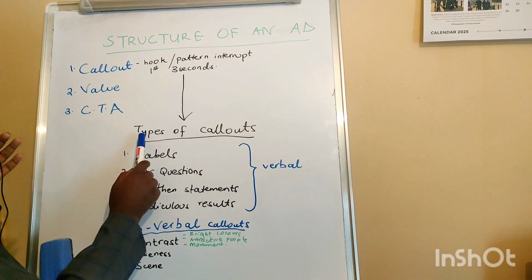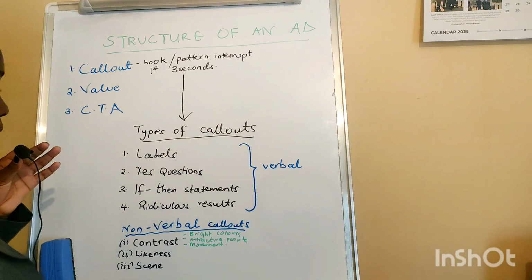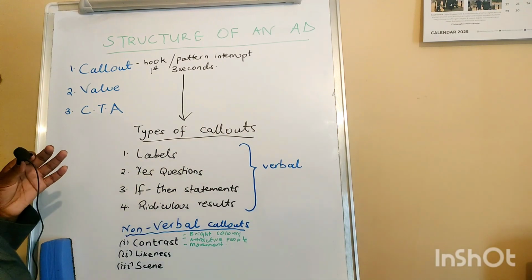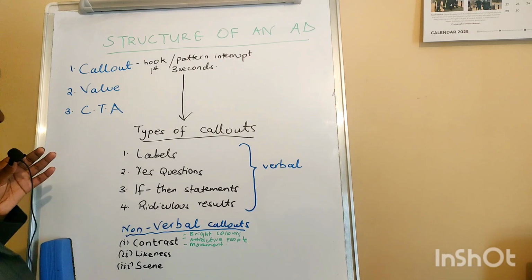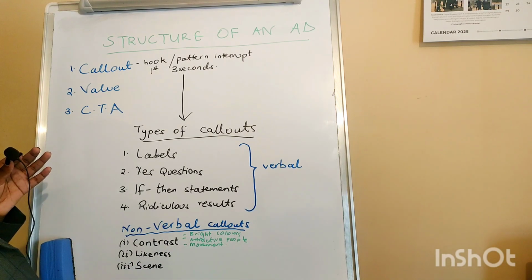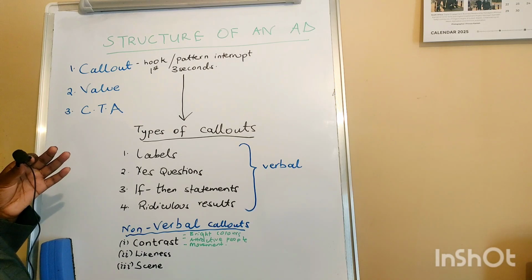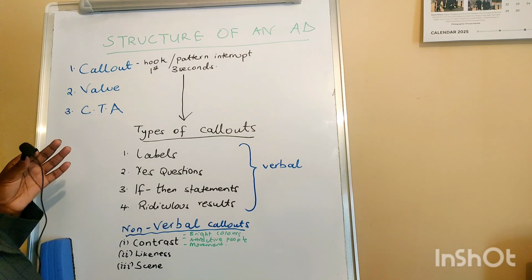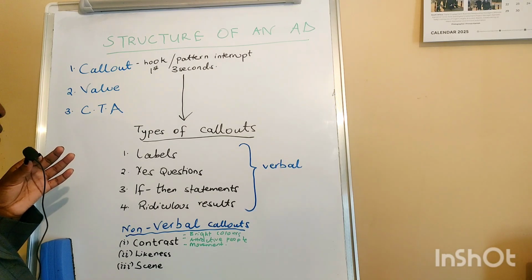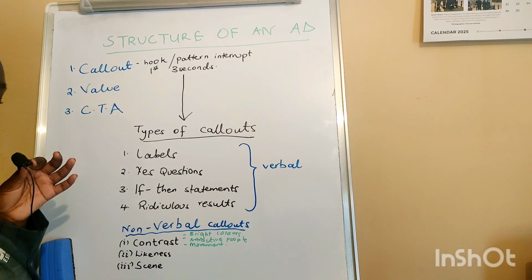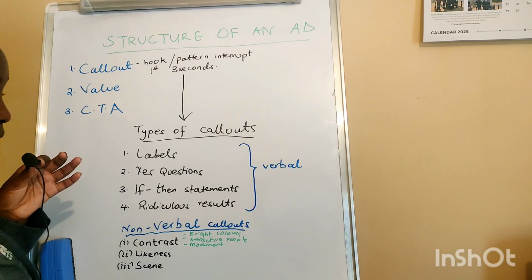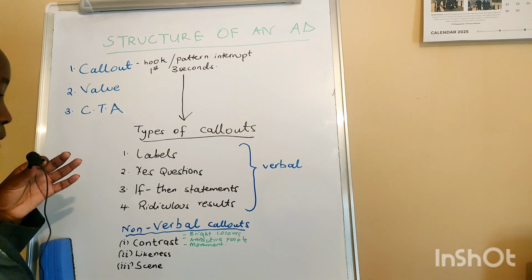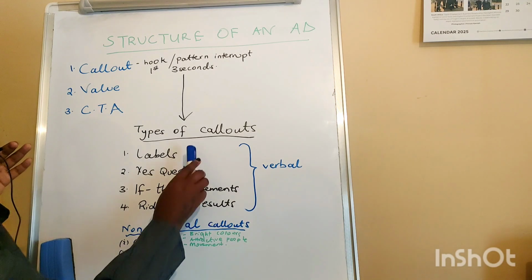Now, there are different types of call outs. Number 1, we have labels. This is when you use words like, for example, moms, or career women, or women above the age of 25, or people in Mombasa, just a label. When you use these labels, people in that category are automatically going to listen because they're like, oh, that's me. What is this person saying about people like me? That's a type of call out.